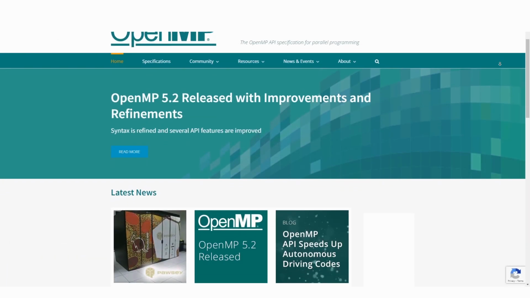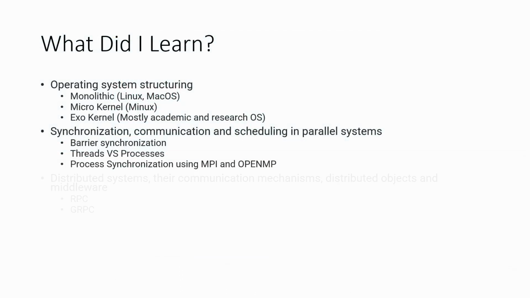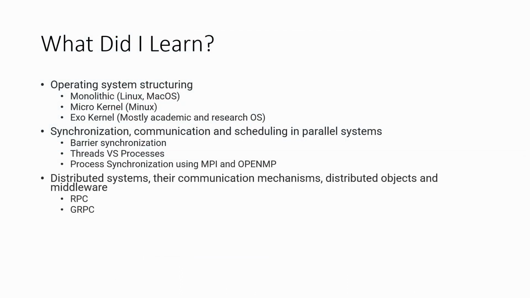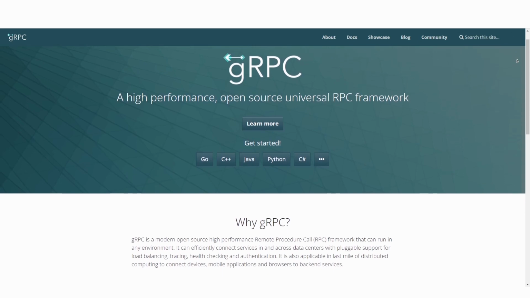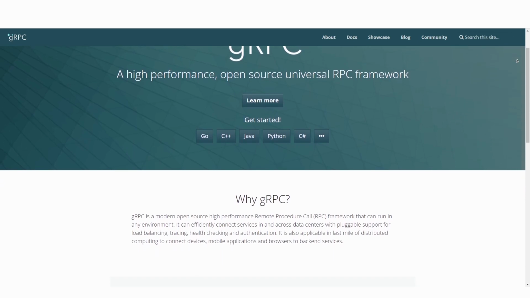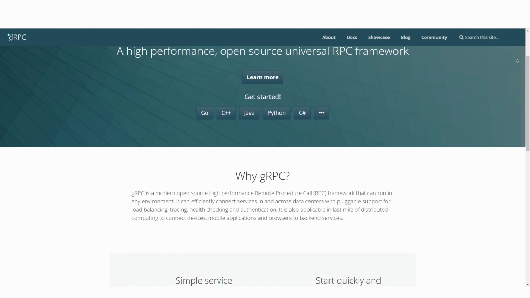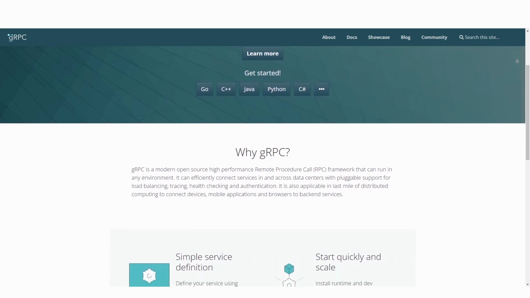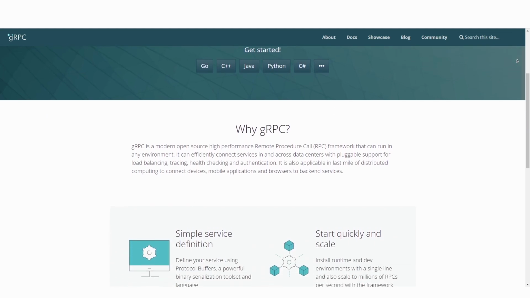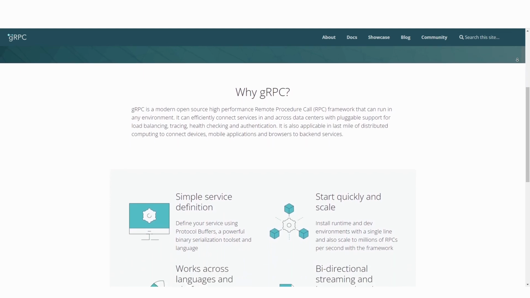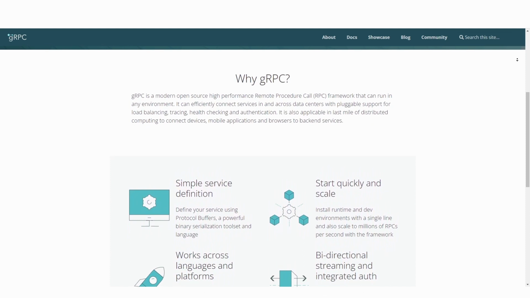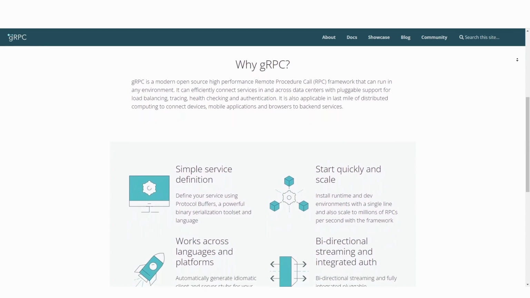The third big portion of the class, we spent a lot of time talking about distributed systems and their communication mechanisms, distributed objects and middleware. Pretty much we did a lot of study in RPC, and we got to implement services with the gRPC protocol. This was one of the projects we had to do. Actually, the last two projects of the class had a lot of hands-on experience with gRPC.